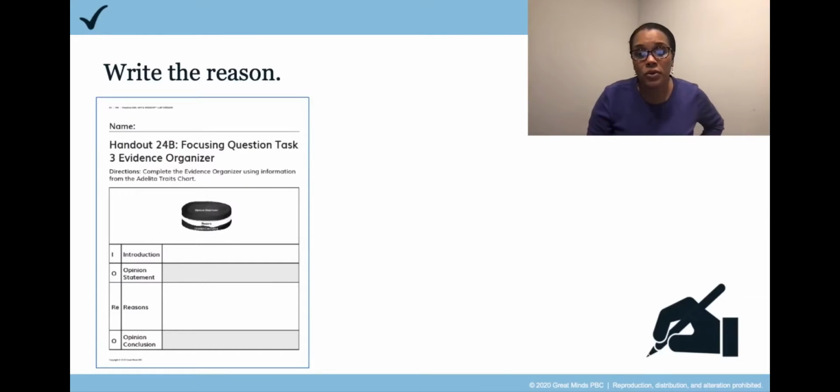Now, where will you write the action that supports the trait that you chose? Think. Where will you write the action that supports the trait that you chose? That's right. You will write the action in the reason box. Do you see it? Pause the video now to write a word, phrase, or create a drawing to help you record the action that supports your opinion.